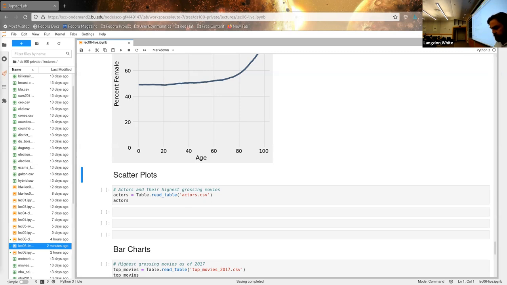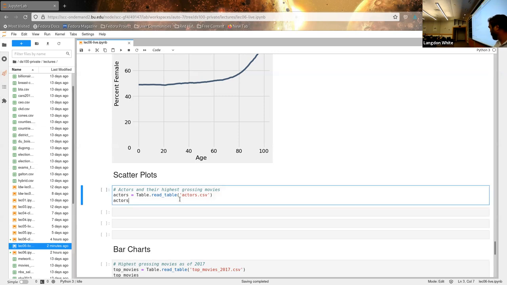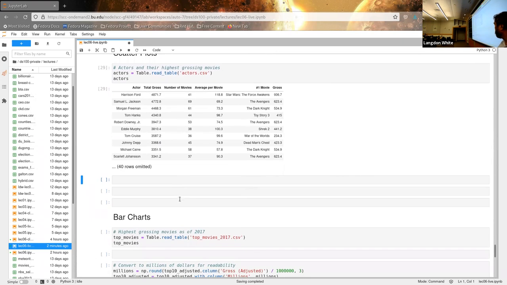So we're going to talk about a scatter plot now, but we're going to use a different data set that is more akin to, or more conducive to, a scatter plot. This data set, which you should also have, is basically the actors, and how much money the movies they have been in have made over all the movies they've been in. So Harrison Ford, $4.8 billion. That's a lot of movies. Then the number of movies it was across, 41 movies. And then the average per movie is about 118 million. Then the biggest one, the one that generated the most, is the number one movie, and then the total gross is, I think, for that movie.